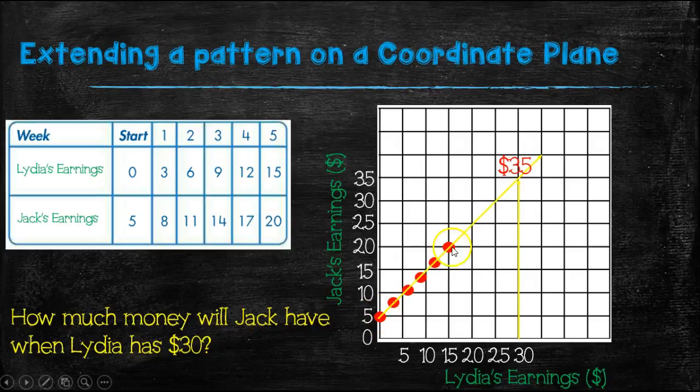So we've answered our question without really doing any math. All we had to do was plot our points on here to follow the rule, draw the line all the way up, and as long as it was a straight line, we would be able to tell right away that when Lydia earned $30, Jack would earn 35.